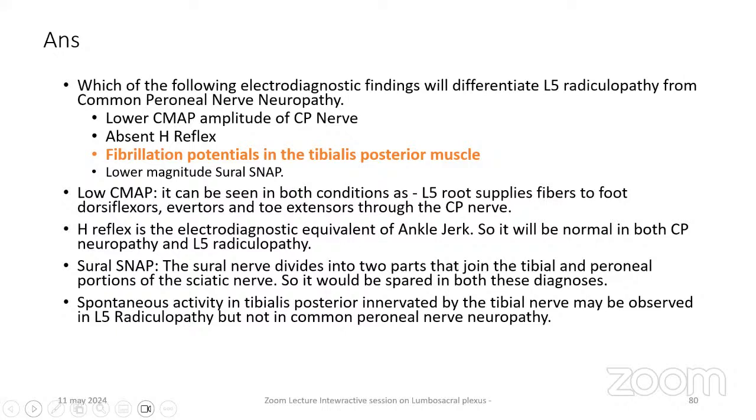You can see that in L5 radiculopathy and peroneal neuropathy the sural nerve divides into two parts, getting impulses from the periphery, and they join the tibial and peroneal portion of the sciatic nerve. So it would be spared in both these diagnoses. Spontaneous activity in the tibialis posterior, innervated by the tibial nerve, may be observed in L5 radiculopathy, but not in common peroneal nerve neuropathy. That's the answer somebody gave.